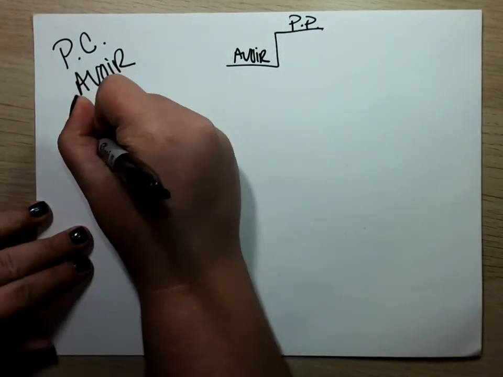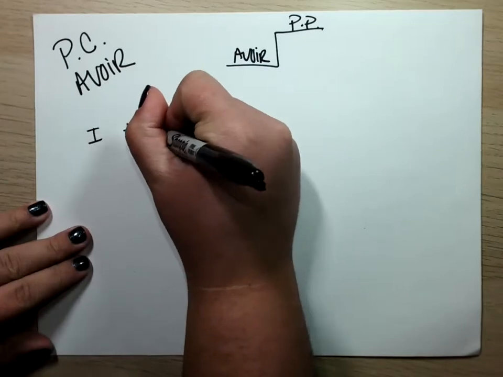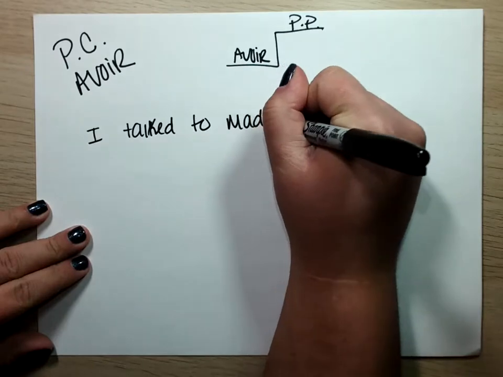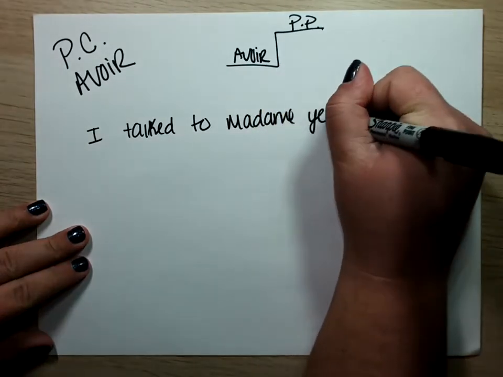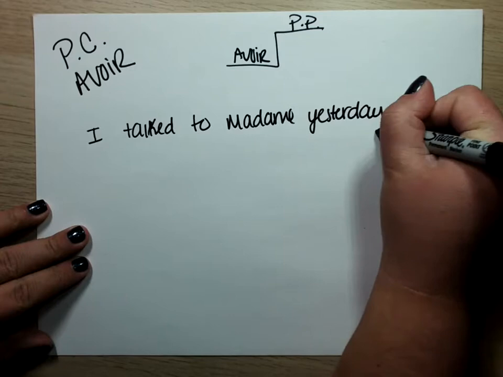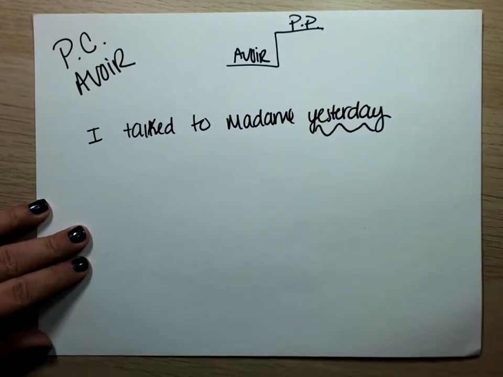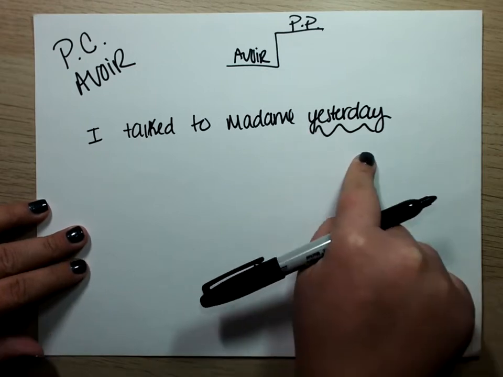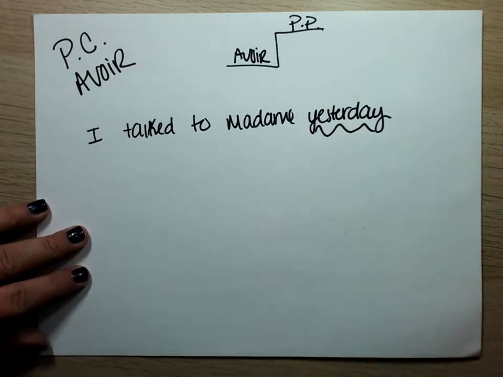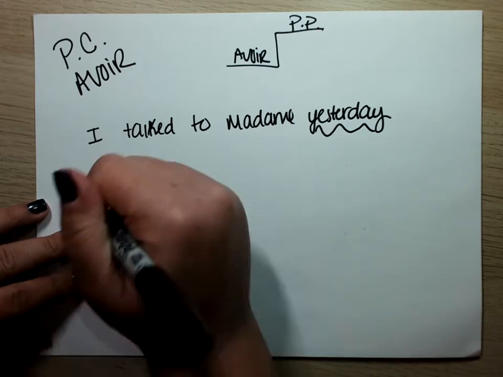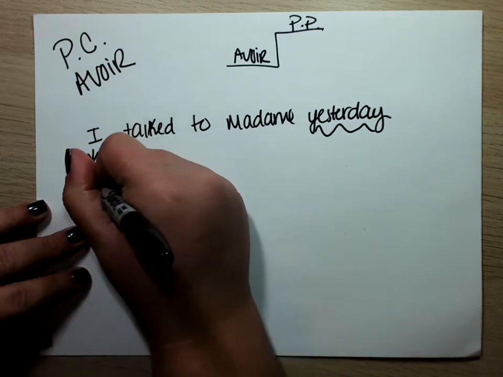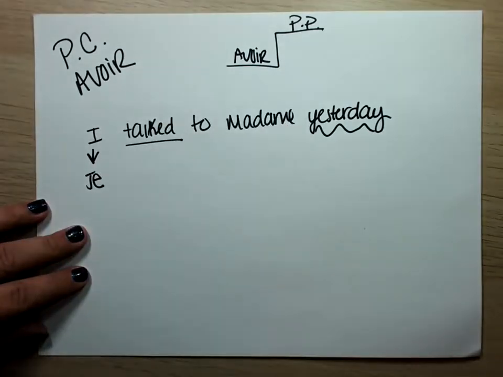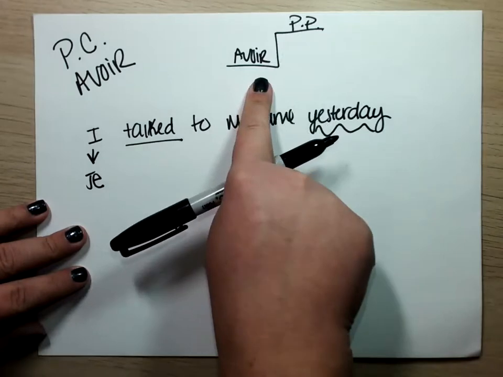So if I wanted to say, I talked to Madame yesterday. This yesterday is our clue to tell us that this is in the past tense, right? Because you can't talk to Madame yesterday if you're talking to her today. So to say I talked to Madame yesterday, we first need to bring down our subject, and that's going to be je. However, this talked is the past tense in English, but I need two steps in French.